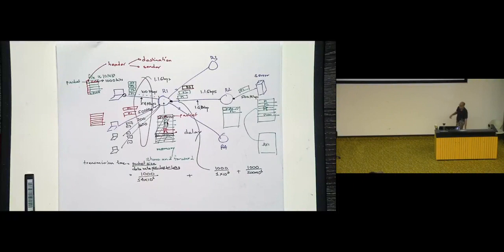And this is not the only thing. We will see there is something called propagation time. There will be some processing time. There will be some queuing delays and so on. So we'll talk about that maybe next class.